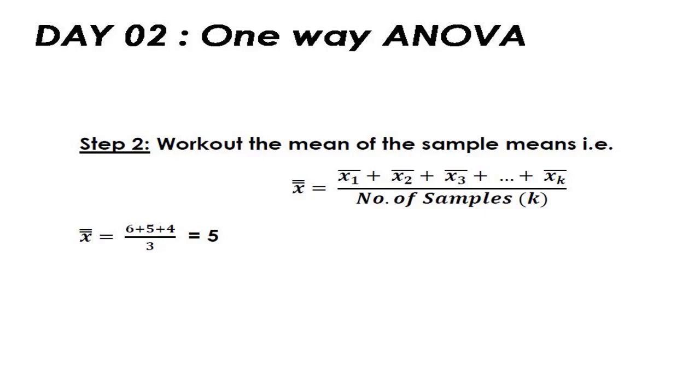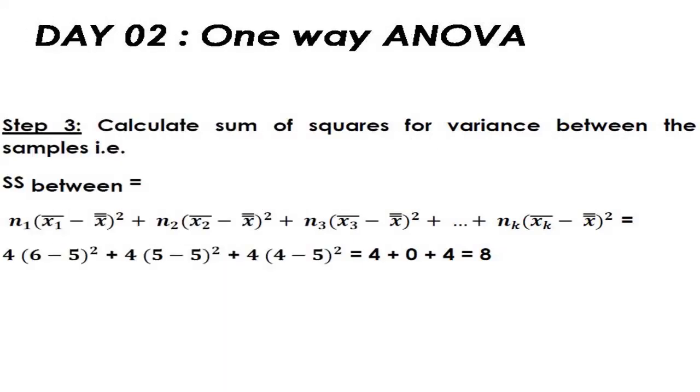Then step number 3 is to calculate the sum of squares of variance between the samples, represented by SS between, which is equal to n1 into (x1 bar minus x bar) whole square, plus n2 into (x2 bar minus x bar) whole square, plus n3 into (x3 bar minus x bar) whole square, plus dot dot dot, plus nk into (xk bar minus x bar) whole square.